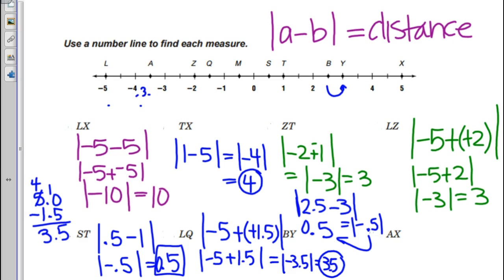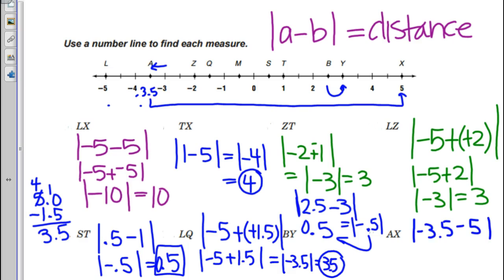Negative 3.5. Remember, we're counting this direction because we're going to the left and the numbers are negative. Negative 3.5 minus 5. Numbers are now the same sign if you want to change that to plus a negative. So I'm going to add 5 and 3.5, which would be 8.5, and it's negative, but I shall take the absolute value, and that makes that positive.